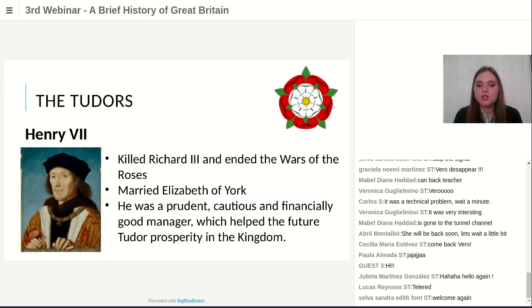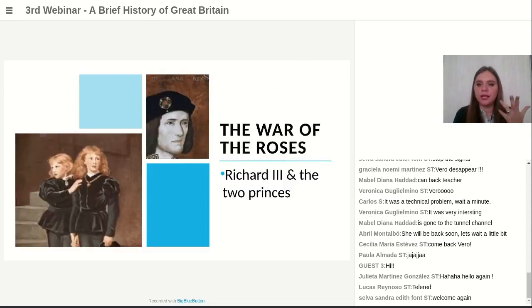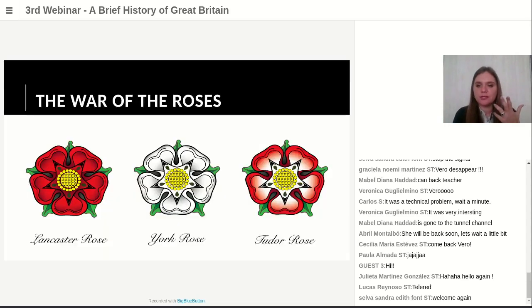So if you see before, let me see where it was here. In this slide, as I have shown you, we have the Lancasterians with a red rose, then we have the Yorkists with a white rose, and this is what we call the Tudor rose, because it's a combination of both Lancaster and York.